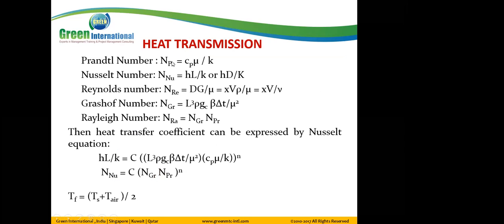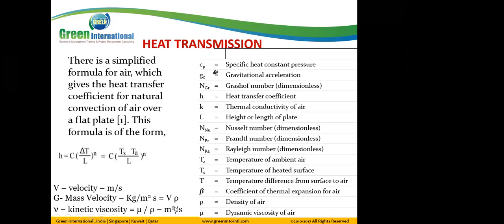The Prandtl number is nothing but Cp mu by k. k is your thermal conductivity, Cp is your specific heat at constant pressure, mu is your viscosity. Similarly, the Nusselt number: h is your heat transfer coefficient, L or D is the distance traveled, k is your thermal conductivity. Again here, mu is the viscosity, nu is your kinematic viscosity, isn't it? G is the mass velocity.